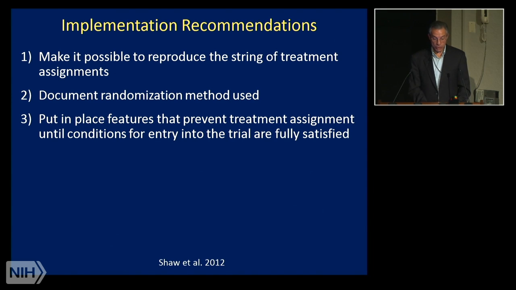Put in place features that prevent treatment assignment until conditions for entry into the trial are fully satisfied. What this is talking about is don't start randomizing participants unless you're absolutely sure they met all the requirements, they signed the consent form, and everything was done, then you randomize. You don't want to randomize and say, whoops, oh, they didn't sign, now they're gone. Okay, never mind this randomization. Well, you're messing up things.